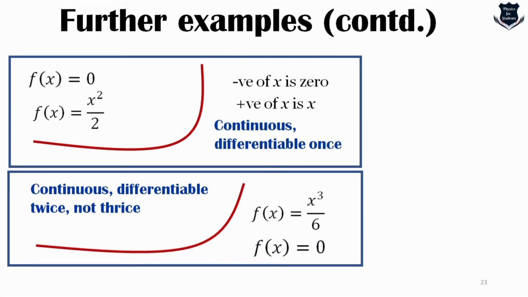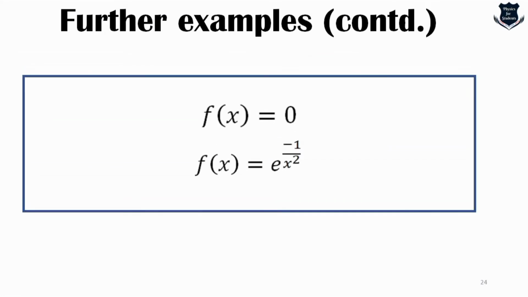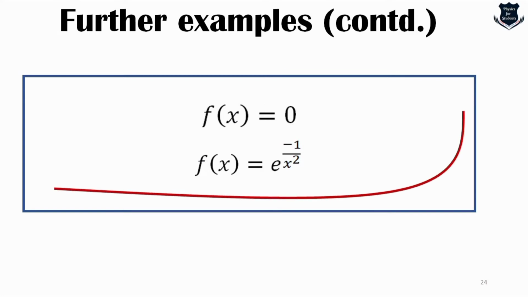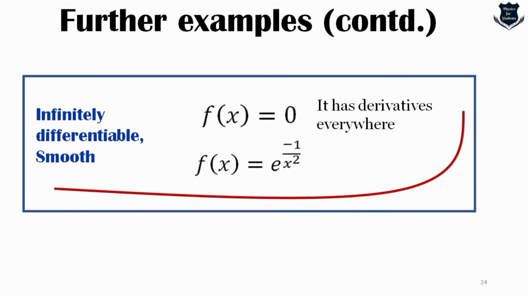Right? The last example what we see over here is with this value, and the graph that we get is this one. This is amazing, right? Because this function has got derivatives of all orders, all the derivatives of f of x. So it has got derivatives everywhere, and this is infinitely differentiable. But there is a catch.